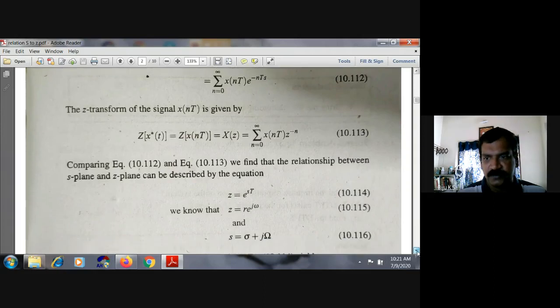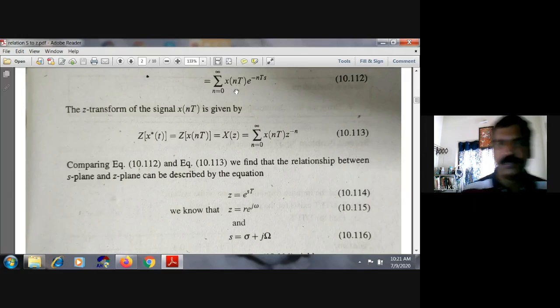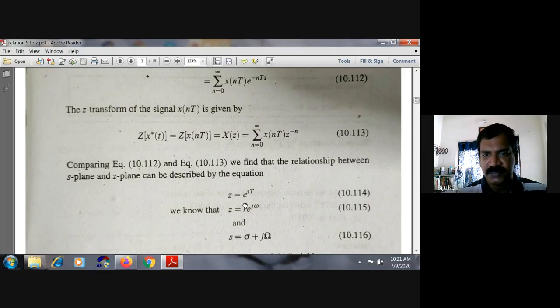The relation between the S plane and the Z plane can be described as follows. If you observe these two equations, the summation from n equals 0 to infinity of x of nT z raised to minus n, and here e raised to minus nTs, everything is common except the substitution. When you substitute z equal to e raised to sT, both equations are the same. If you substitute z equal to e raised to minus sT, again both are the same equations.